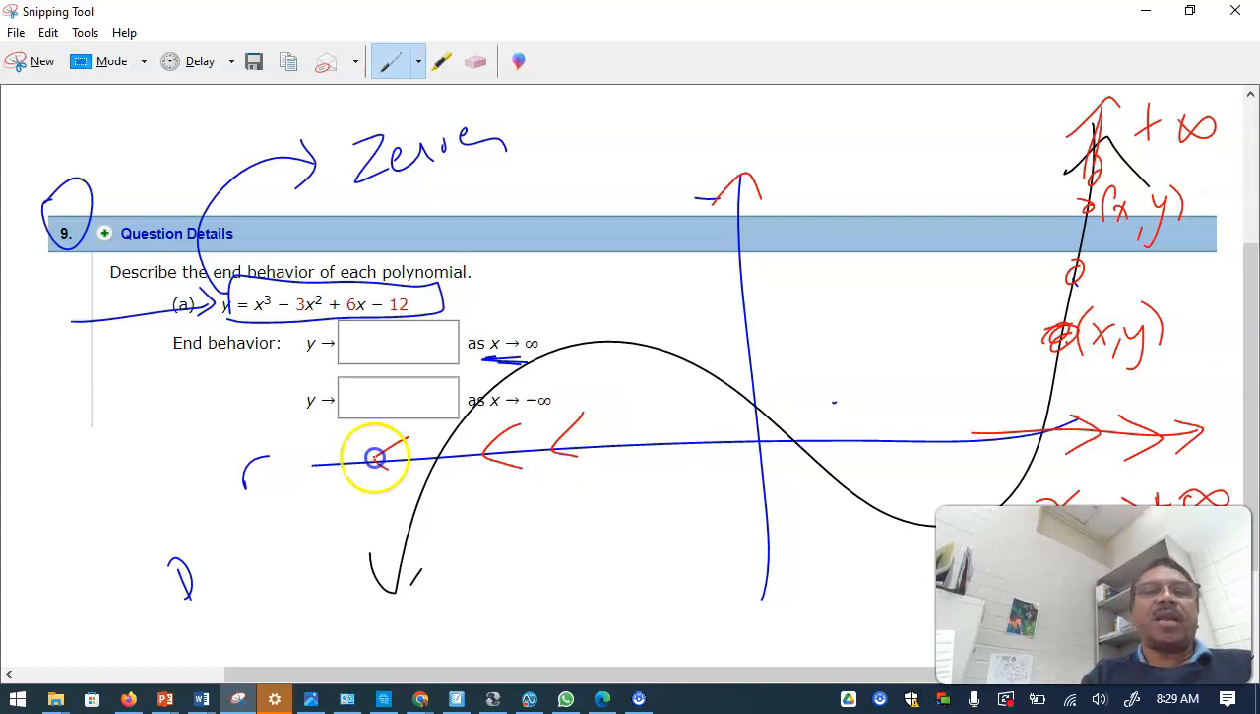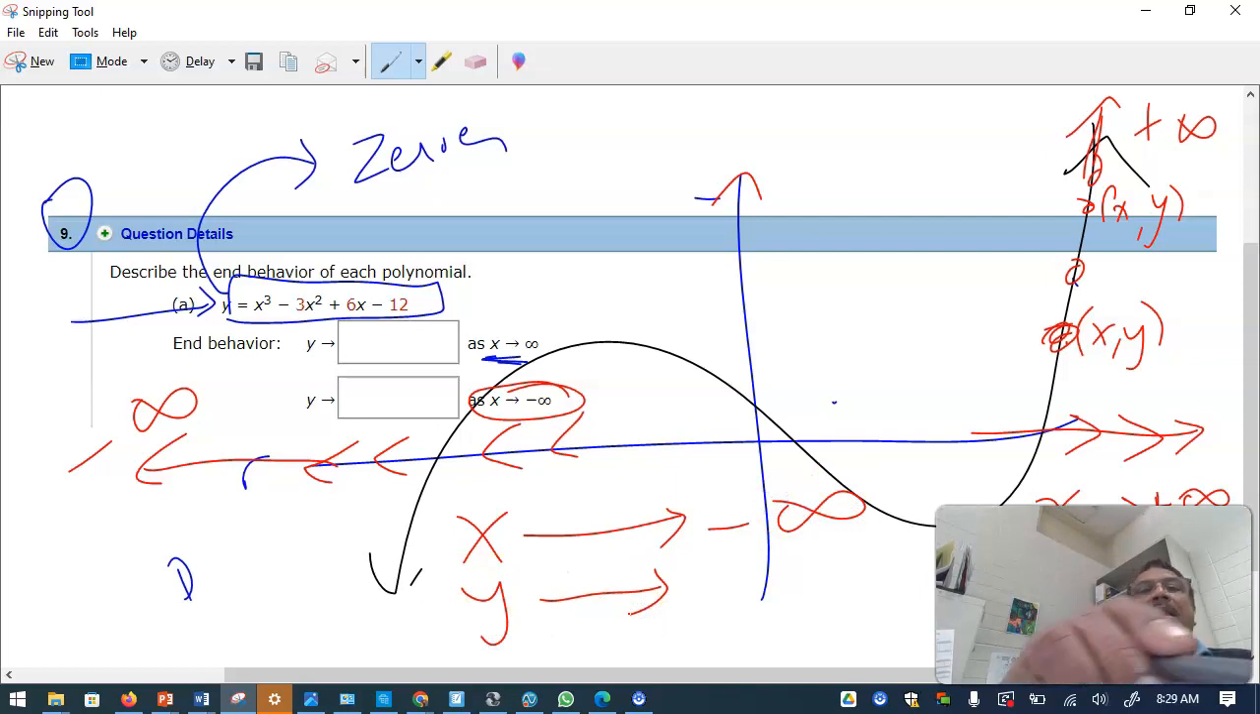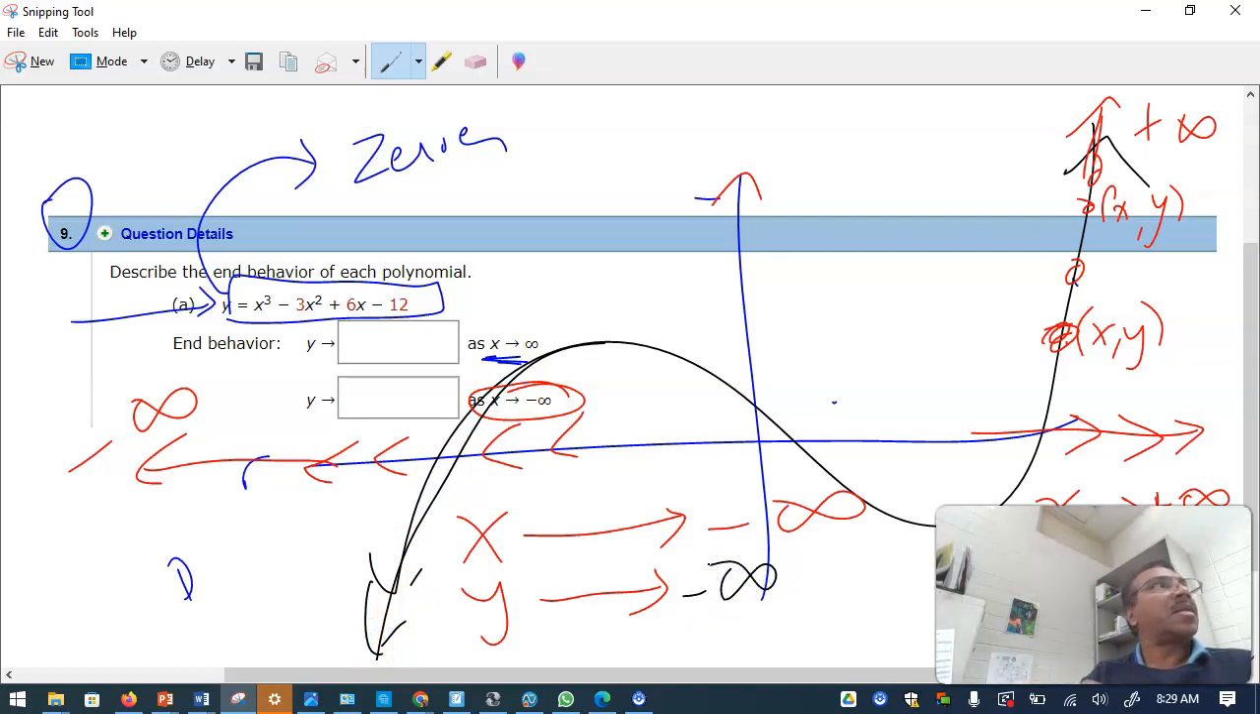And on the left side, as x approaches minus infinity, y approaches, the black graph goes all the way down, and that is minus infinity. So this is all the same.